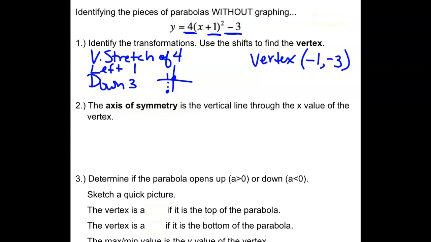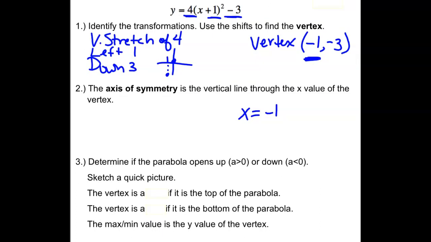The axis of symmetry, remember, is a vertical line through the x value of my vertex. So if x here is -1, my equation would just be x equals -1. To determine if the parabola opens up or down, we had to look at our a value. In this case, our a was a positive 4. So since it's positive, we are going to have it opening up.